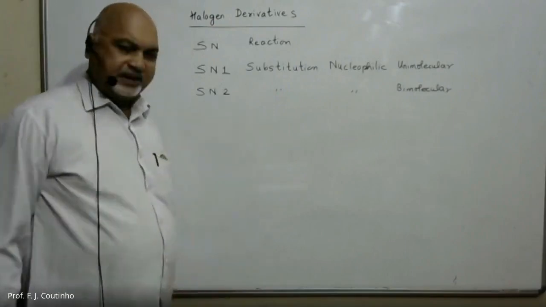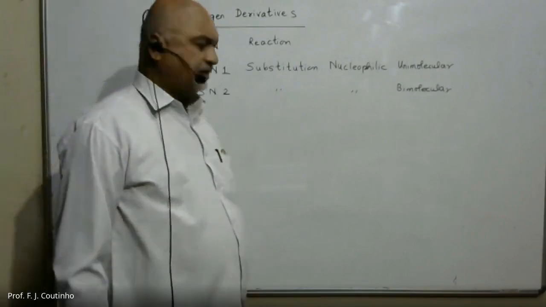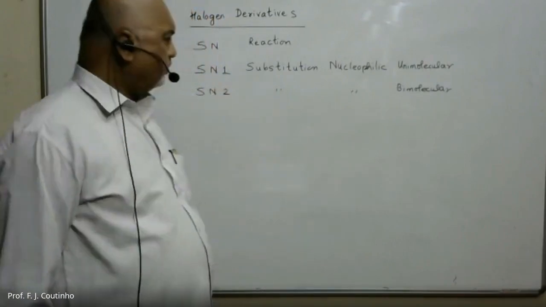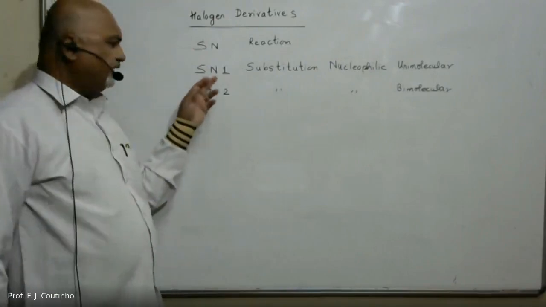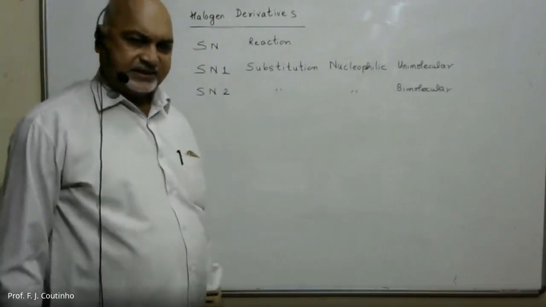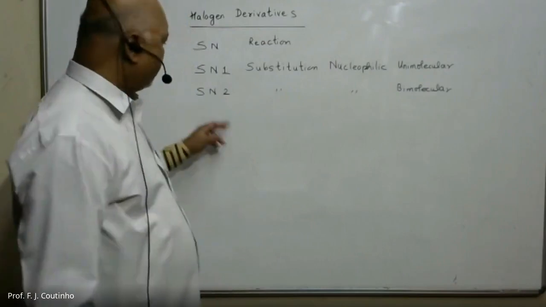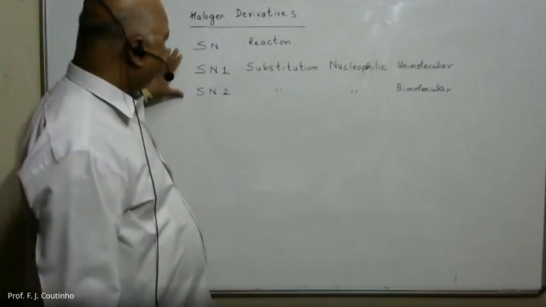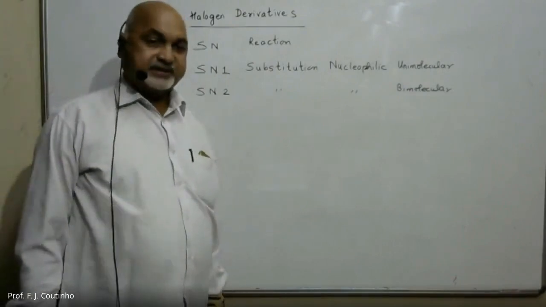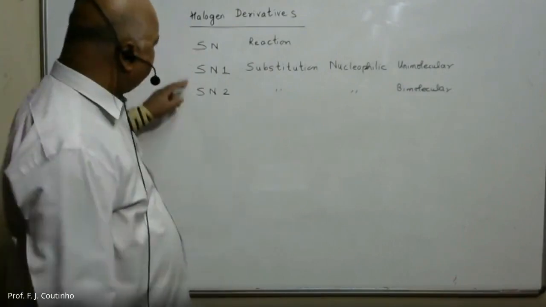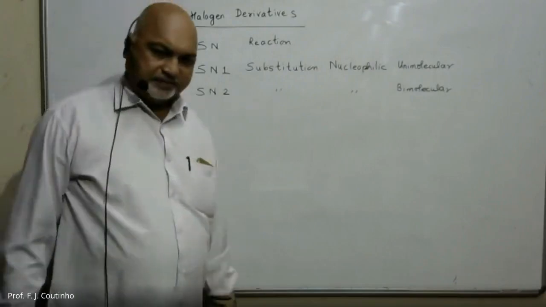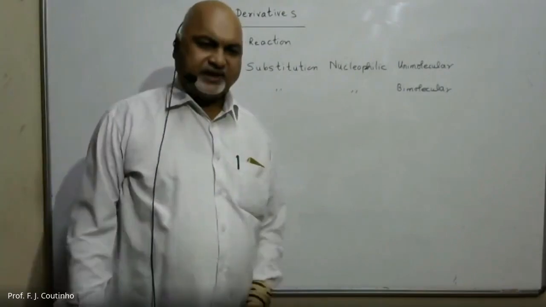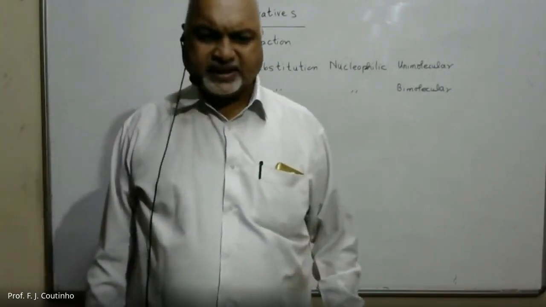And the second was SN2 reaction, that is substitution nucleophilic bimolecular. I also told you last time SN1 is also called SN dash, single dash, and SN2 is called SN double dash, that is two dashes. So these are different forms of asking a question. Now these SN1 and SN2 reactions are very important reactions, where it explains how the reaction is taking place.